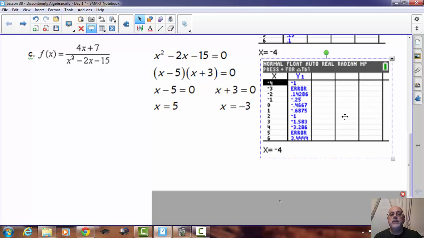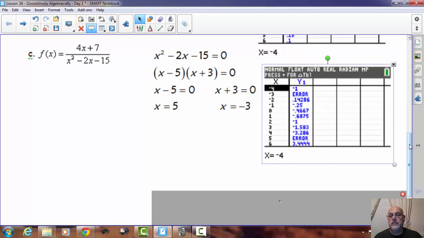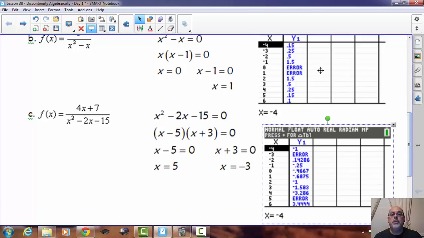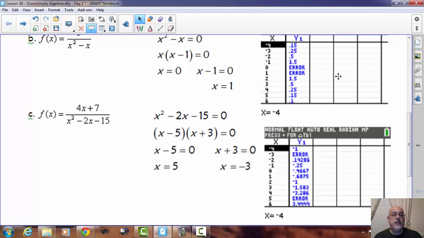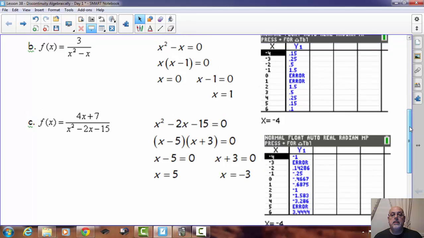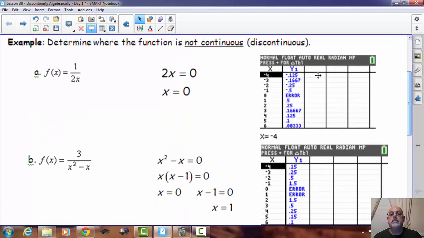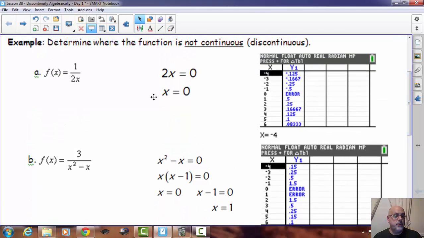If you need to go back and replay the screencast, do that. So I've given you a couple of methods to determine discontinuity. The first method is the one that you must use, which is set the denominator equal to 0, factor and solve. Then you can check your work using the calculator. Make sure that you're putting the entire denominator or numerator in parentheses first.